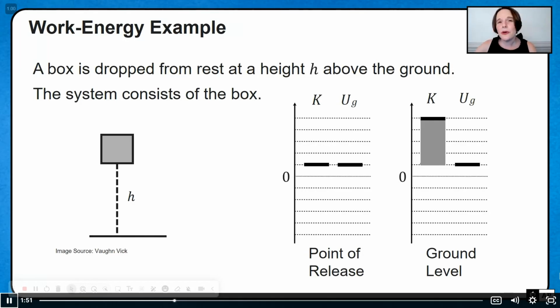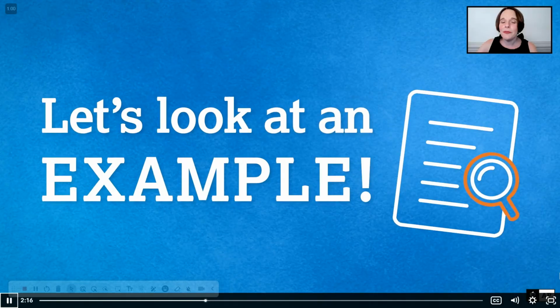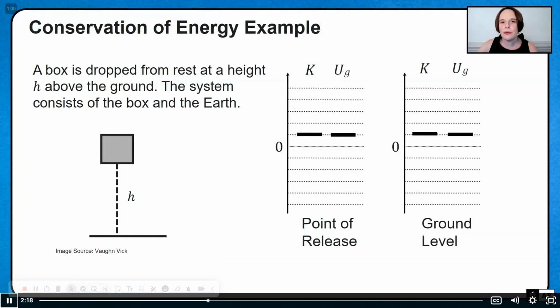Let's get a little more towards our topic for today, which is conservation of energy. You've probably heard that energy can be neither created nor destroyed. It just transfers between different types. We want to see how we can represent that in a similar way that we just did with our energy bar charts. And we're going to be able to show what types are present at different points throughout a particular scenario.